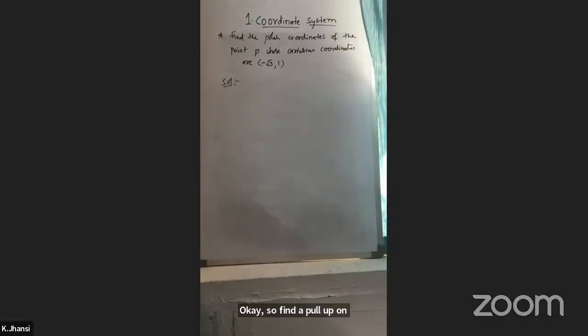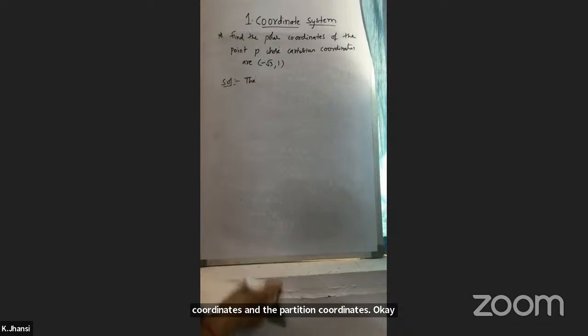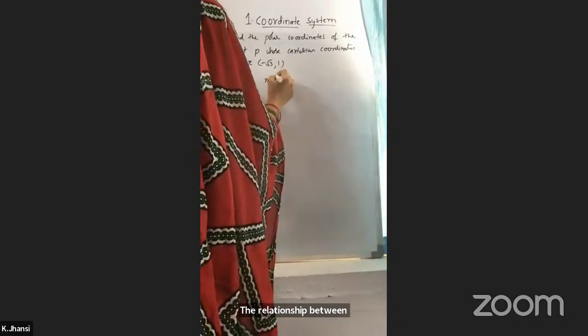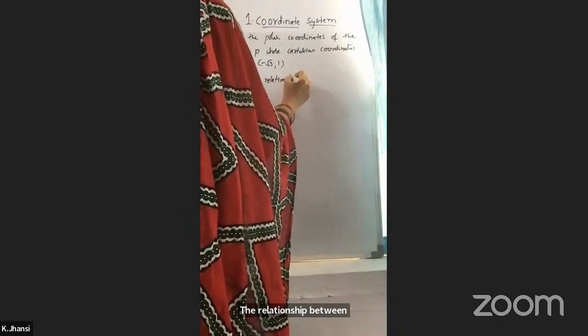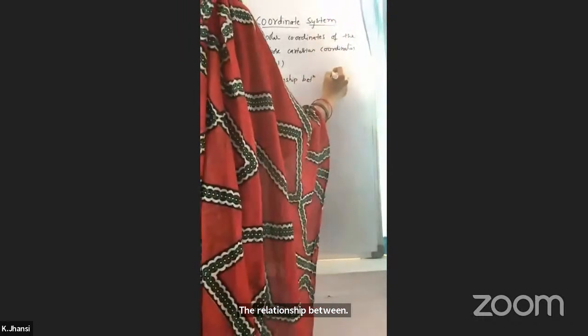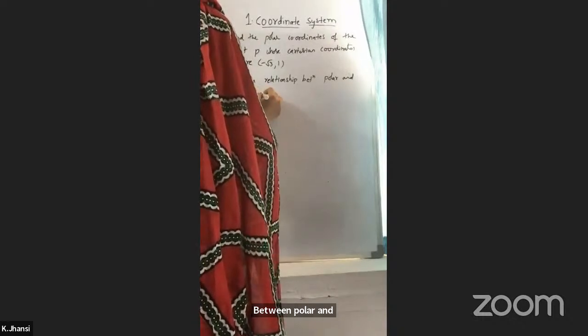Okay, so find the polar coordinates of the point whose Cartesian coordinates are minus root 3 comma 1. Okay, so first you write the relation between the polar coordinates and the Cartesian coordinates. The relationship between polar and Cartesian coordinates.